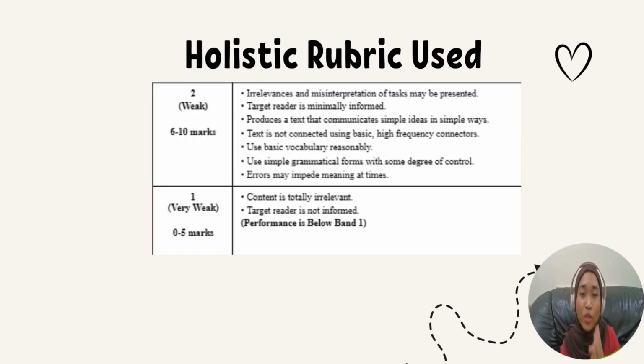All right, for the last two levels, which are weak and very weak. For the weak level, the students will get between 6 to 10 marks. So why would they get this? It's because of irrelevance and misinterpretation of the task, and the target reader is only minimally informed. They also produce a text that communicates simple ideas in a simple way. They do not describe things in detail, and the text is connected using only basic connectors, uses basic vocabulary, and the errors may impede meaning at times.